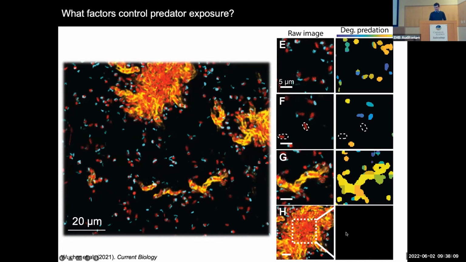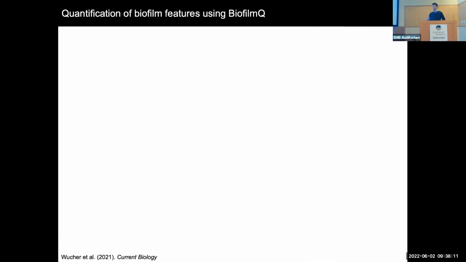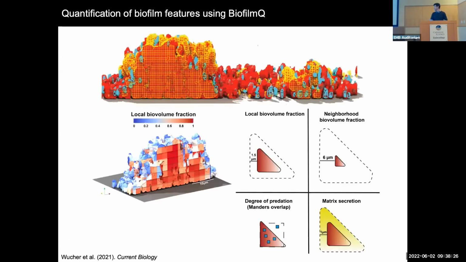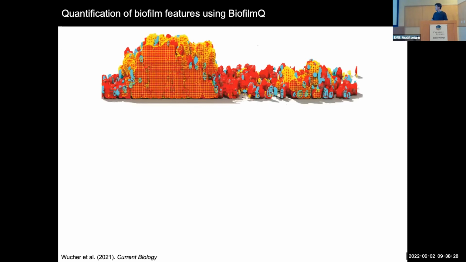So I'm going to run through some of the type of quantification we do. We place a large emphasis on being as precisely quantitative as possible, rather than just looking at the images and hoping that our intuition is correct, basically, after looking at them. The way that we do this is by segmenting the 3D image stacks.